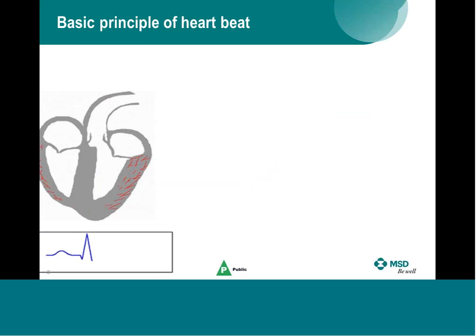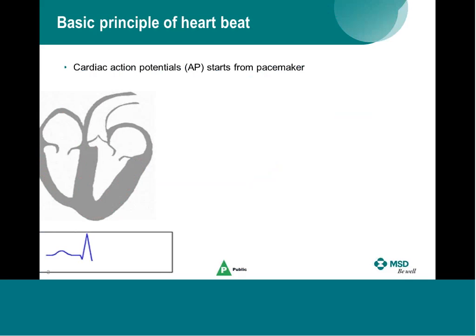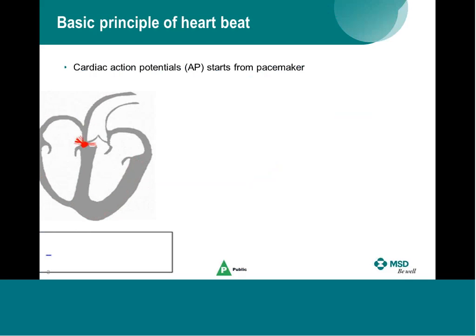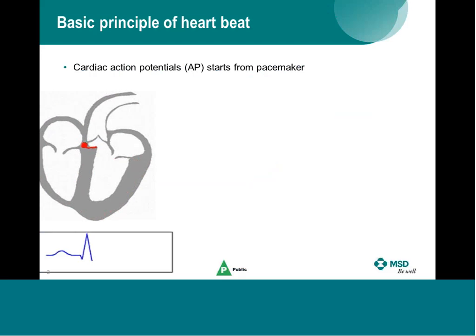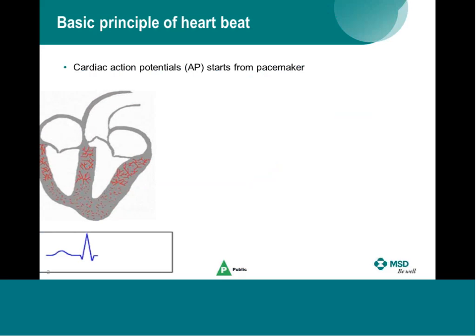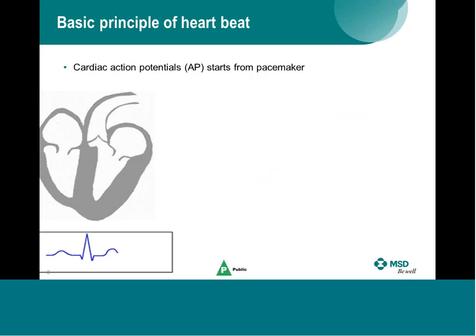So this is a simple demo of how the heart beats. Action potentials start at the SA node, and then the action potentials are conducted through the AV node and Purkinje fiber and His bundle to reach all myocytes. And then myocytes contract together and the heart beats. And the surface ECG is the ensemble of all electrical activities.